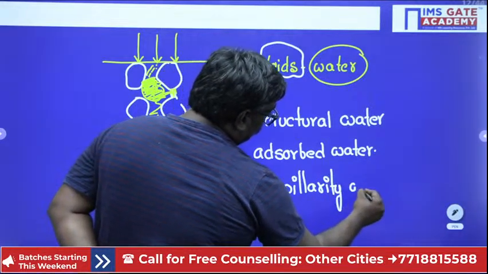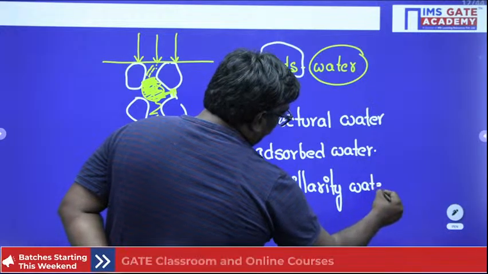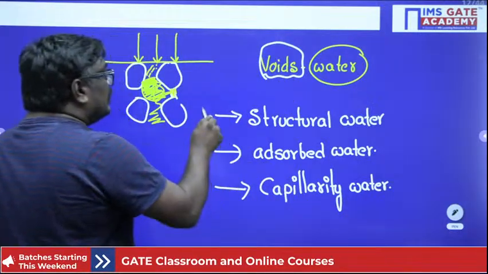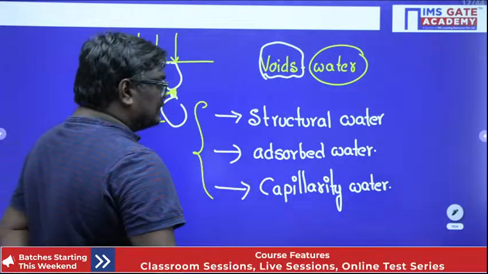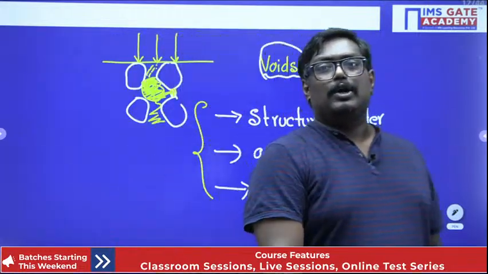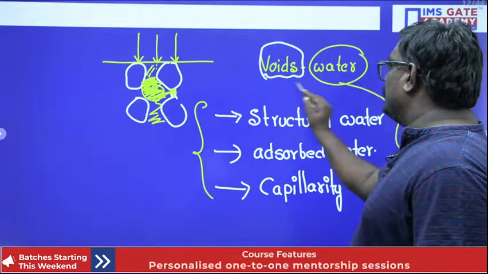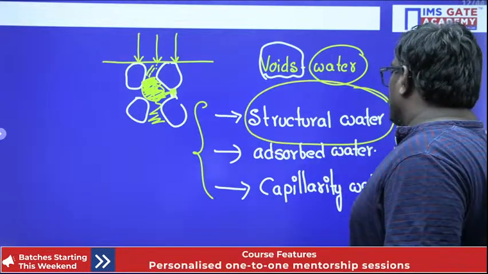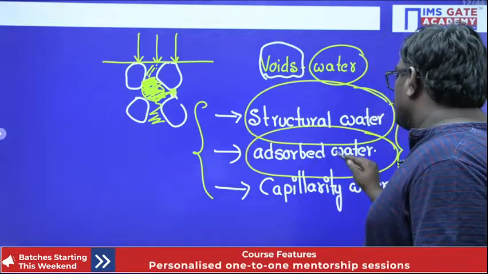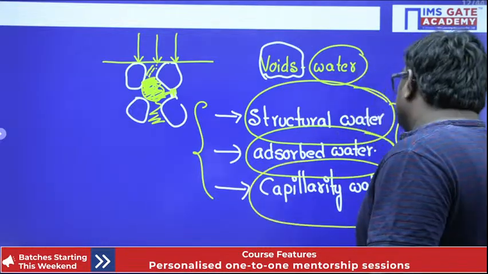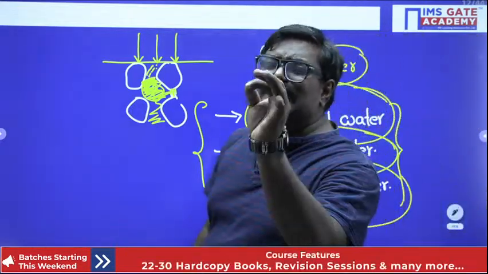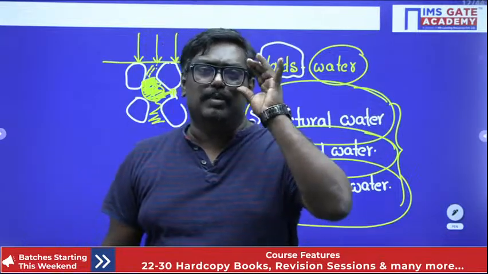So here what I would like to tell you is, the water exists in the voids in three forms. One is the structural water, another one is the adsorbed water, and the other one is the capillarity water. So what is a structural water? I'll tell you a simple example.